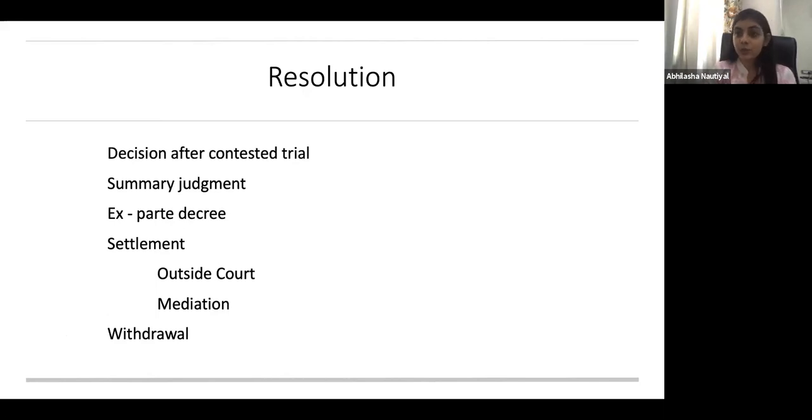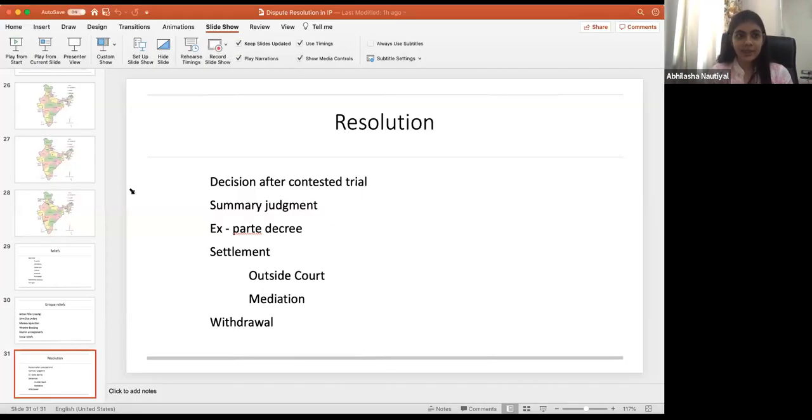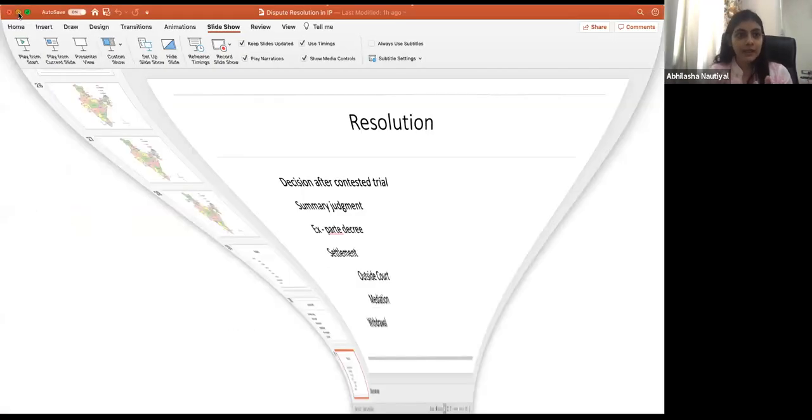It could be outside court, it could even be mediation where the court refers the matter to mediation, or it could be a simpliciter withdrawal where parties decide that the dispute can be resolved by, say, a contract or an out of court settlement and consequently withdrawal of the dispute or the litigation that was there. So this was by and large my presentation, and I'm happy to take any questions if there are any.